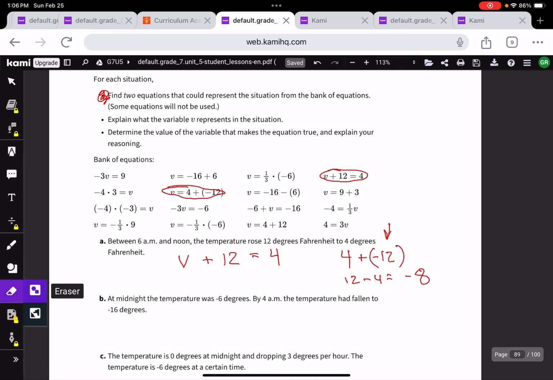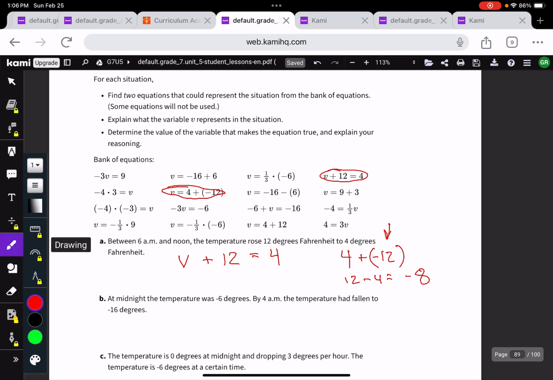We forgot to explain what the V meant. What did the V mean? What is that negative 8? Maybe solving it actually helps us. By 6 a.m. and noon, the temperature rose to 4 degrees. V is the original or initial temperature. V is the initial or original temperature.